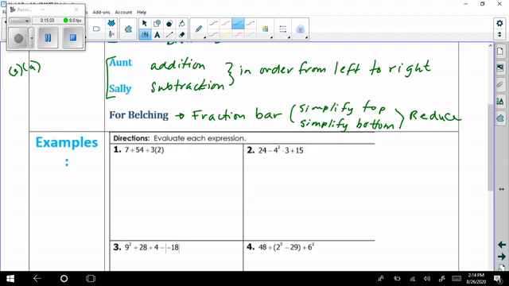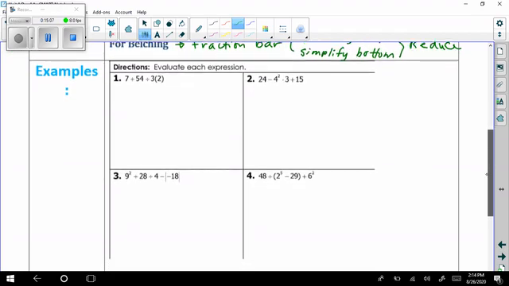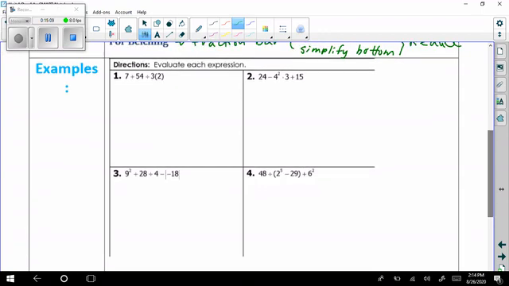So here we have some examples. I would like you to try them on your own. So pause me, try them, and then come back. Again, these 4 problems are in your Pear Deck.